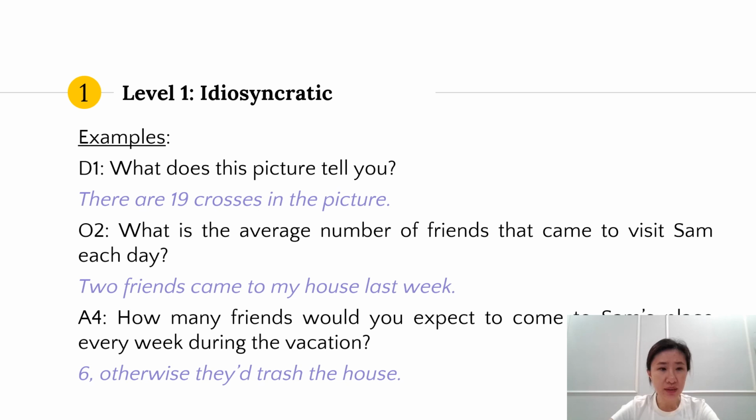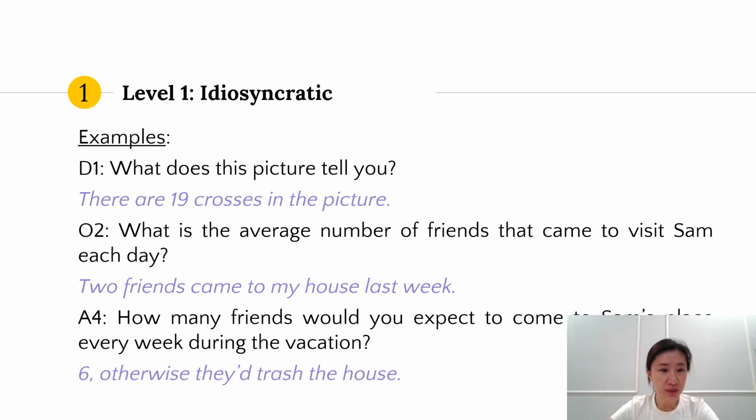For example, at D1, the question was, what does this picture tell you? They might come up with answers like there are 19 crosses in the picture. Well, technically that is true, but it doesn't give us the correct information about what the whole data is about. O2, what is the average number of friends that came to visit Sam each day? They might say 2 friends came to my house last week. So at the idiosyncratic level, they might give an answer that is relevant to themselves.